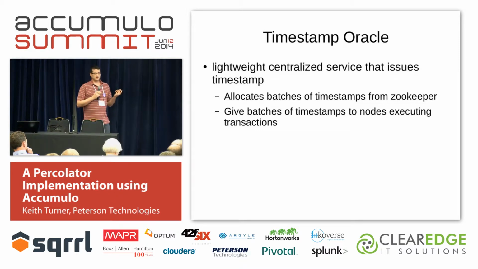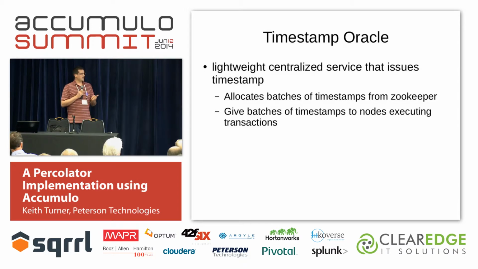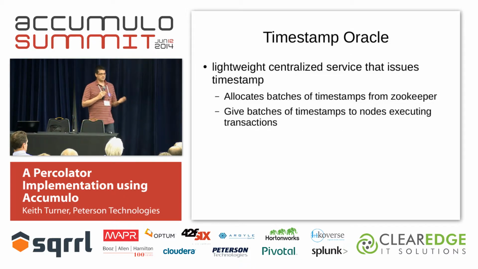So when you run Percolator, it runs on the same nodes as Accumulo. You have all these worker processes running on the same nodes as Accumulo. And you also run something called a timestamp oracle, and you run just one of these. The timestamp oracle just gives out timestamps to the worker nodes. But they're not real timestamps. They're just one-up counters, and it's just used for logically ordering transactions.